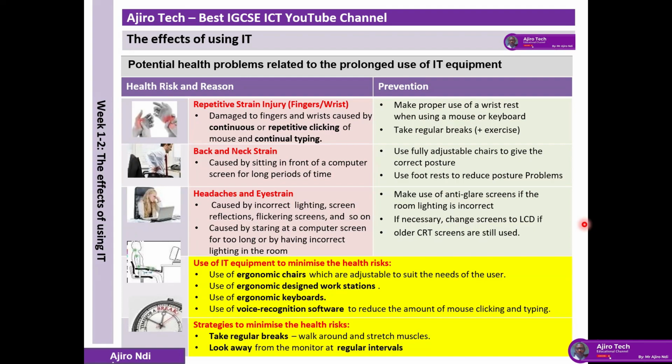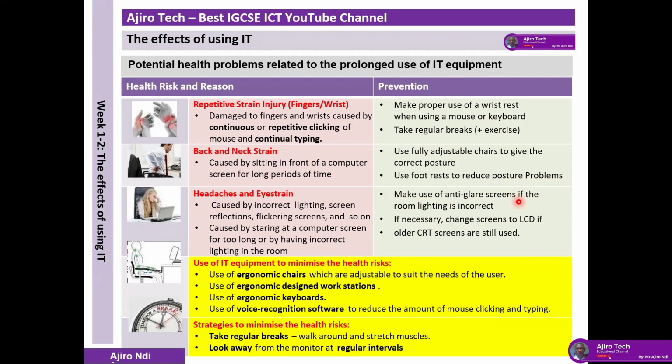So that's important. Now, we will talk about headaches, and in the slide I put them together. Headache is caused by incorrect lighting. So the first one is for headaches, the other one is for eye strain. When you stay at the computer screen for too long, it's eye strain. When it's caused by any form of incorrect lighting, that can cause what? Headache. What do you need to use? Make use of the anti-glare screen if the room lighting is incorrect. Take regular breaks for headaches. And please, you should get your eyes tested.